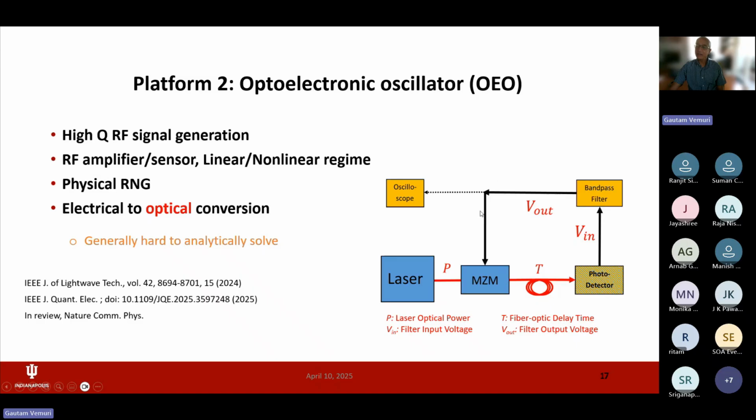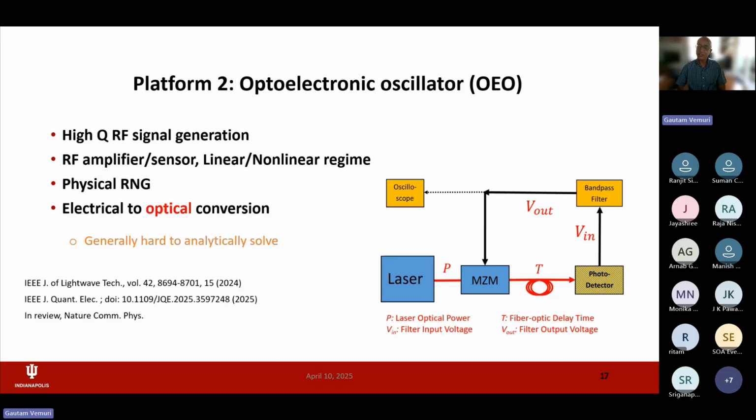And this piece here that I'm running my cursor over, this is the optoelectronic oscillator. It's got an optical piece, it's got an electronic piece, and hence the name, an optoelectronic oscillator. And this thing behaves just like a laser. It has a threshold, you turn it on.